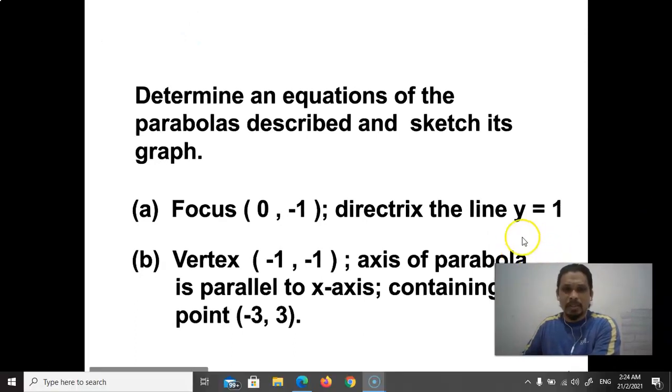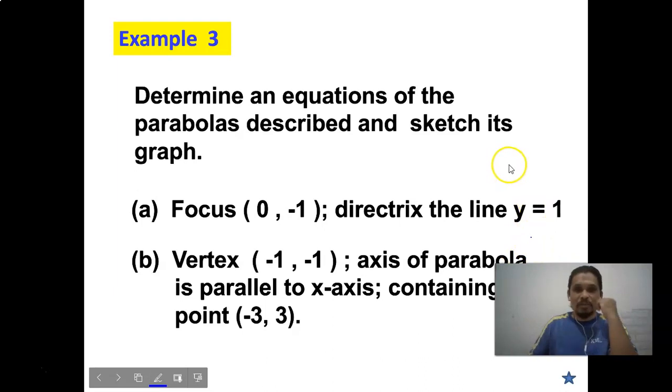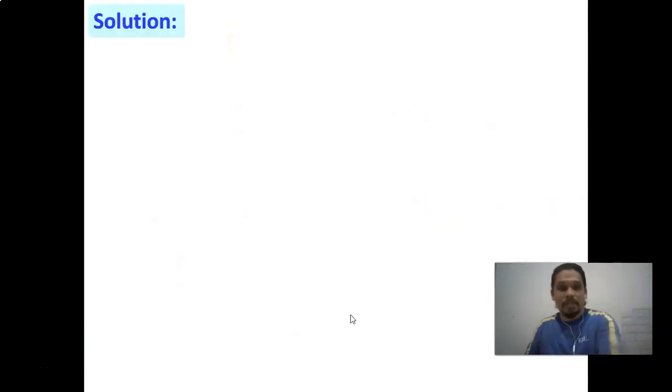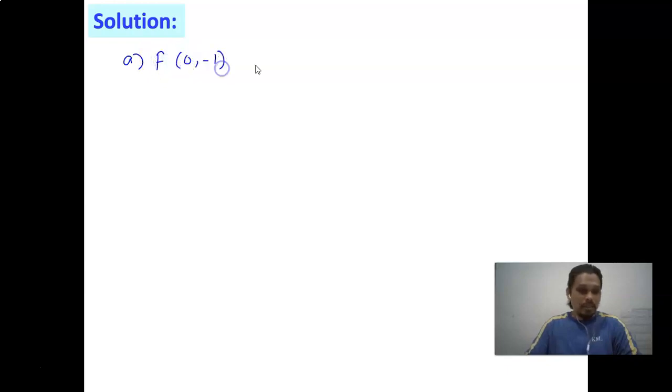And we call the next example here. Determine the equation of the parabola described and sketch its graph. The focus and the directrix line of y equal to 1. So the question wants us to determine an equation of the parabola. It describes the focus, the directrix line, and so on. So find the equation of the parabola. The solution for question A just now: given that the focus is (0, negative 1) and the directrix is the line y equal to 1.